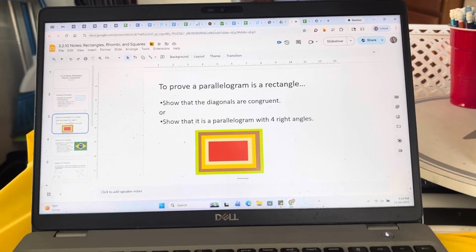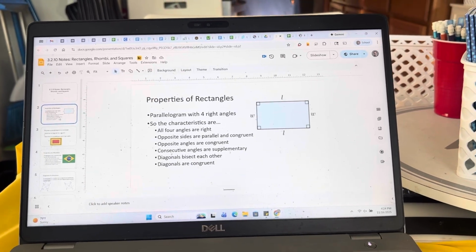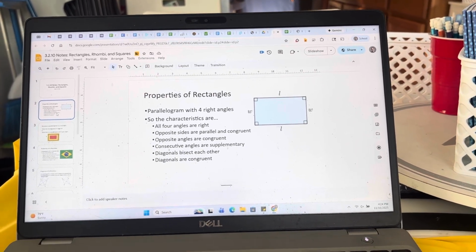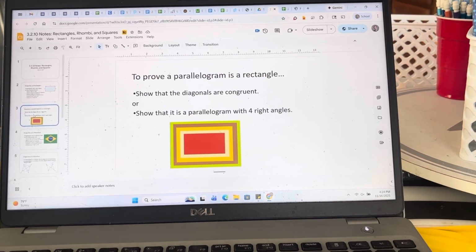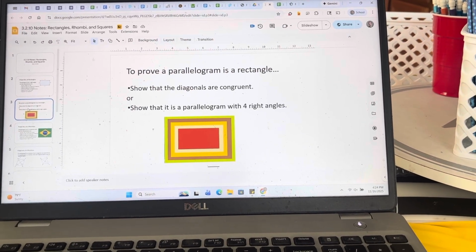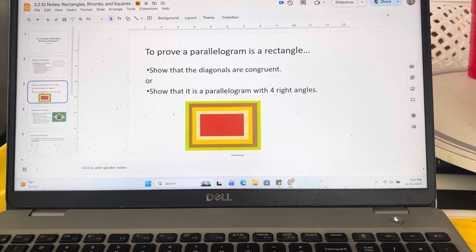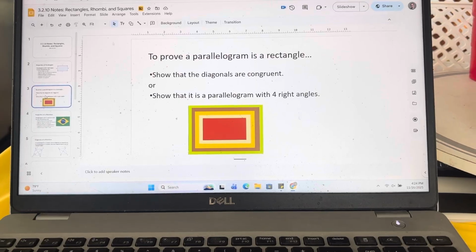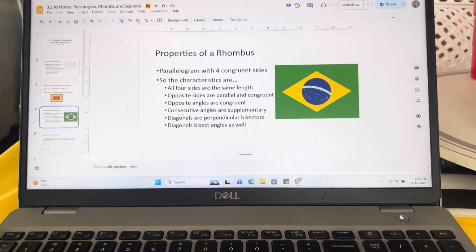The congruent diagonals are specific to rectangles. So to prove that a parallelogram is a rectangle, which we're going to spend some time on, all you have to do is show that the diagonals are congruent, or prove that it is a parallelogram and that it has four right angles.